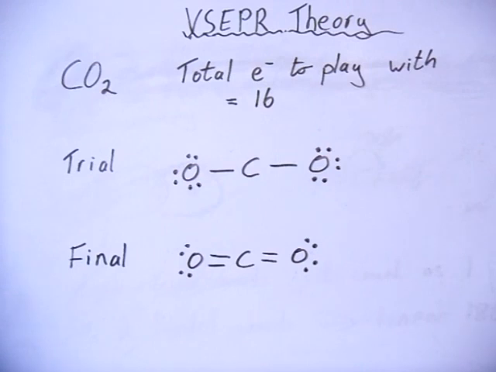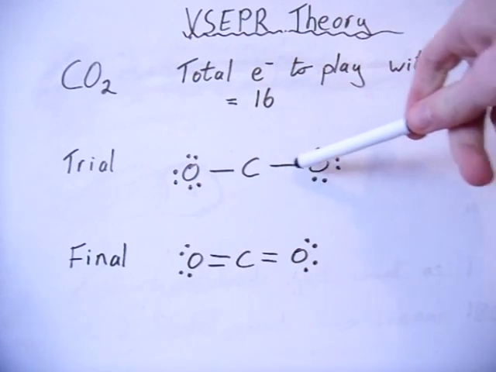Now things must meet the octet rule. Everything bar hydrogen. So hydrogen obviously just needs the 2 electrons. So oxygen needs 8. So if it's only got 2 here, then we need to fill it up with the remaining electrons.